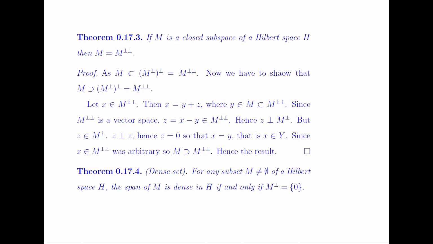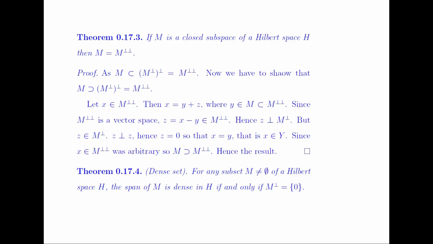So if M is a closed subspace of a Hilbert space H, then M is equal to M perpendicular perpendicular. So as M is a subset of M perpendicular perpendicular, we have the whole thing equal to this. So now we have to show that M is a superset of M perpendicular perpendicular. So let x belong to be any element of this. Then x is equal to y plus z, where y belongs to M, which is a subset of the orthogonal complement of the orthogonal complement of M.